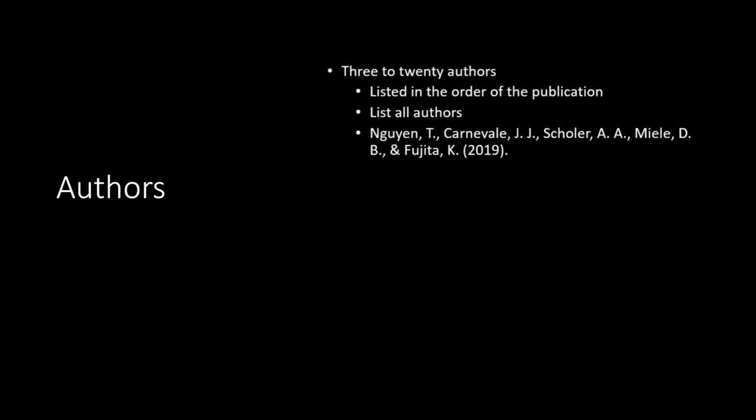If you have more than two authors, you're going to have to list all of those authors in your citation, up to 20 authors. And you're going to list them in the order that the publication lists them. You're not going to do them alphabetically. And then you're going to list all of them up to 20. And just like when we do two authors, you're going to use last name and initials only, separated by commas, and then you're going to use that ampersand symbol before the last author's name.